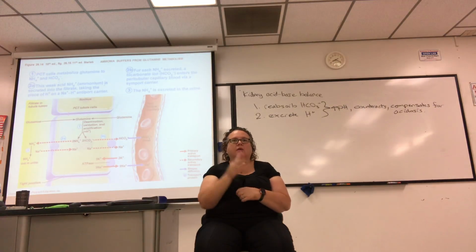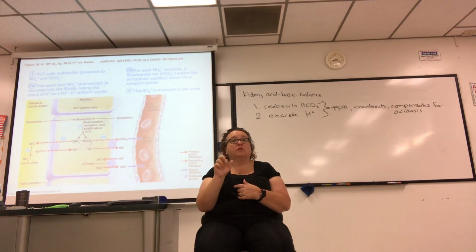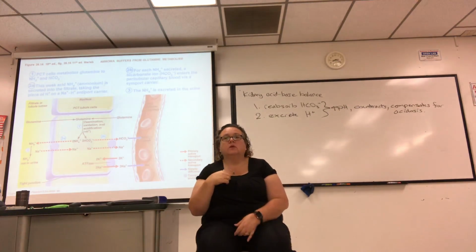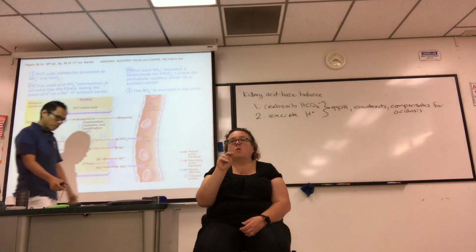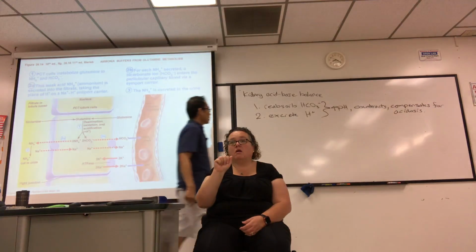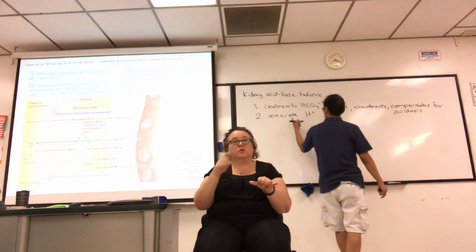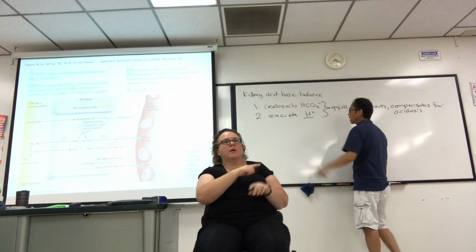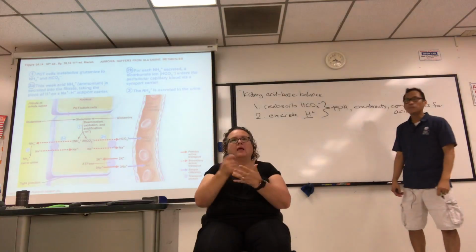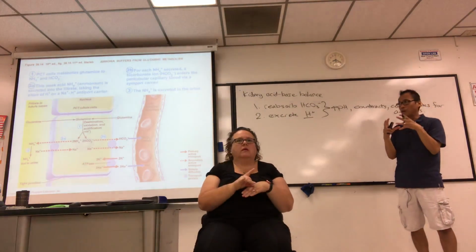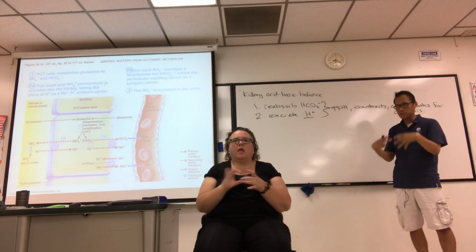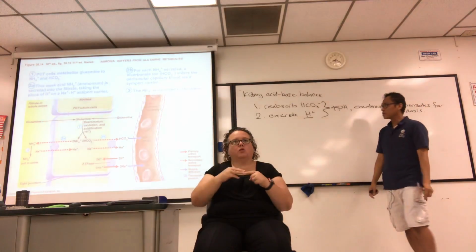And here's one buffer system you need to know: the ammonia buffer system. Because what you need to know is, I wrote this on the board, but this is untrue. You cannot excrete a hydrogen ion. It's too small. It'll just attack a tissue. So you have to kind of glob it onto a larger molecule, a buffer, and then you can excrete that. And one of those buffers is ammonia.